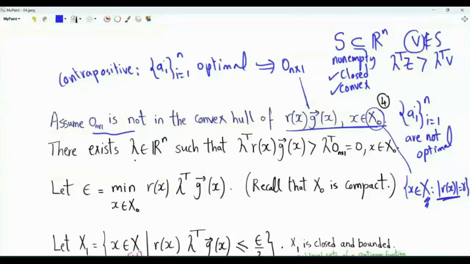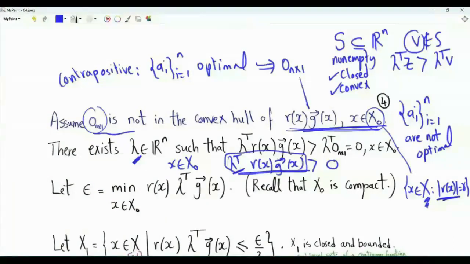There exists lambda, a vector in R^n, such that the inner product between lambda and any of those vectors, so lambda transpose Rx G arrow of x, and x of course is in the set big X0, is strictly greater than the inner product between lambda and the all zero vector, that's 0. For every small x in X0, lambda transpose Rx G arrow of x is strictly positive.